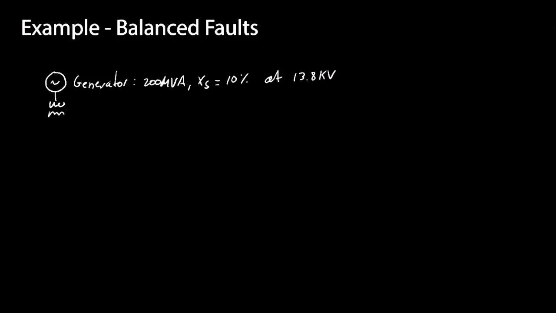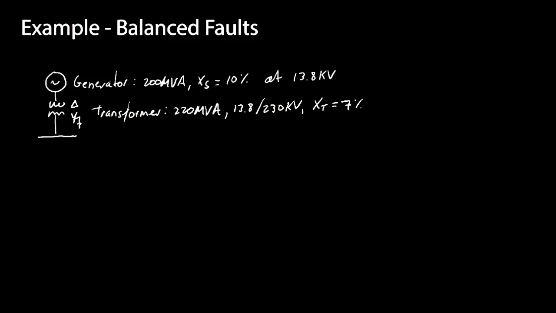So here our transformer is going to be a delta Y grounded on the low side, and it's going to have the following data. So this again is a transformer, and it's going to be a 220 MVA transformer, so slightly higher than the generator, and it's going to be a 13.8 to 230 kV transformer, and it's going to have an impedance XT equal to 7%. Now for this example, we're going to connect that to a bus, and we're going to fault this bus over here, so we're not going to have a feeder.